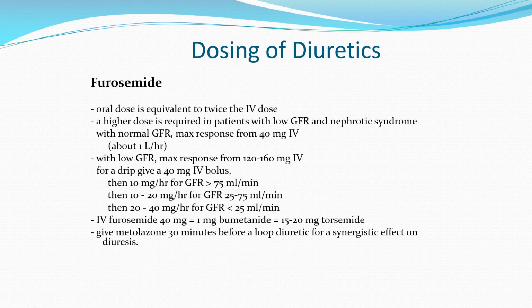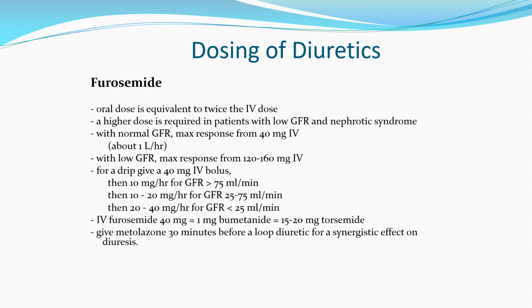So I'm going to end with a slide on some of the pearls about furosemide that may be useful to you. An oral dose of furosemide is equivalent to twice the IV dose. Higher doses are generally required in patients with low GFR or nephrotic syndrome. In patients with low GFR, less of the furosemide is going to be filtered across the glomeruli, so the tubules are going to see less of the furosemide, so consequently you need to give a higher dose in order to achieve the same effect in someone compared to someone with normal GFR.